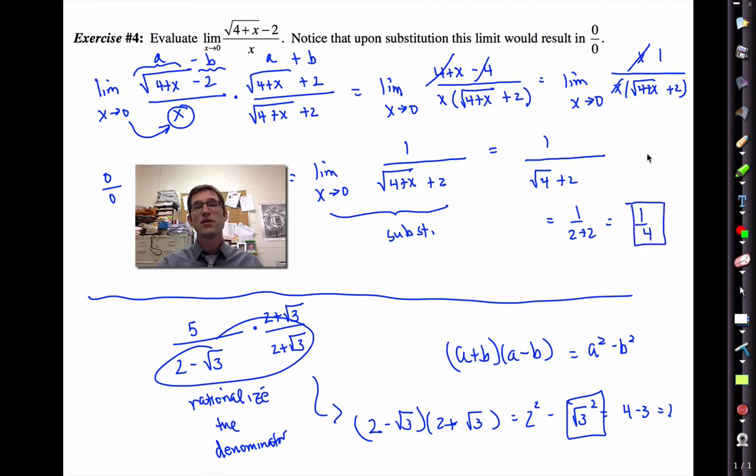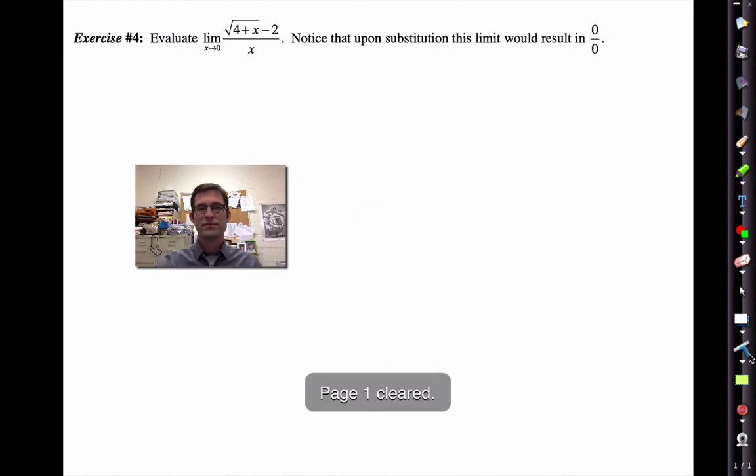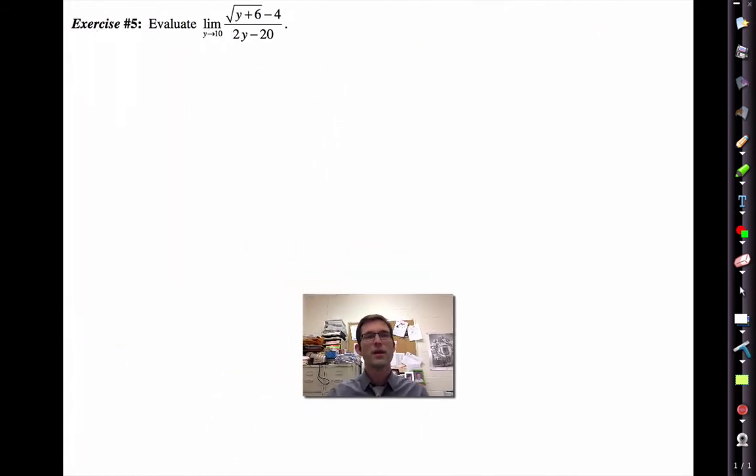If you actually put that into your calculator, and you've done this limit before, I think you had it on homework, if you put that limit in your calculator, you'll also find 1/4. All right? Rationalizing the numerator. Write down what you need to, and then we'll go on and do another one of these. All right, let's move on.